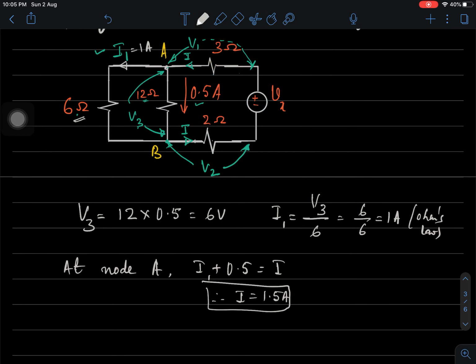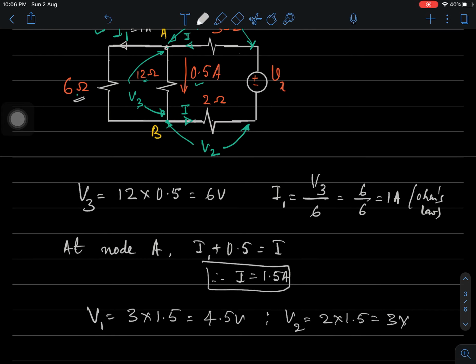So what is V1 equal to? The voltage V1 is simply 3 into the current I, that is 1.5. This is 4.5 V. And what is V2 equal to? V2 equals 2 into the current I, 1.5. This is 3 volt.